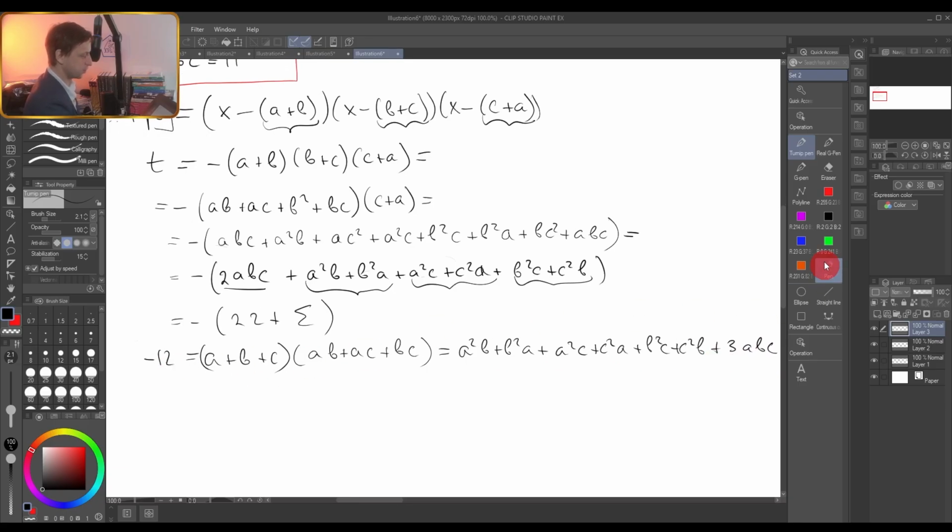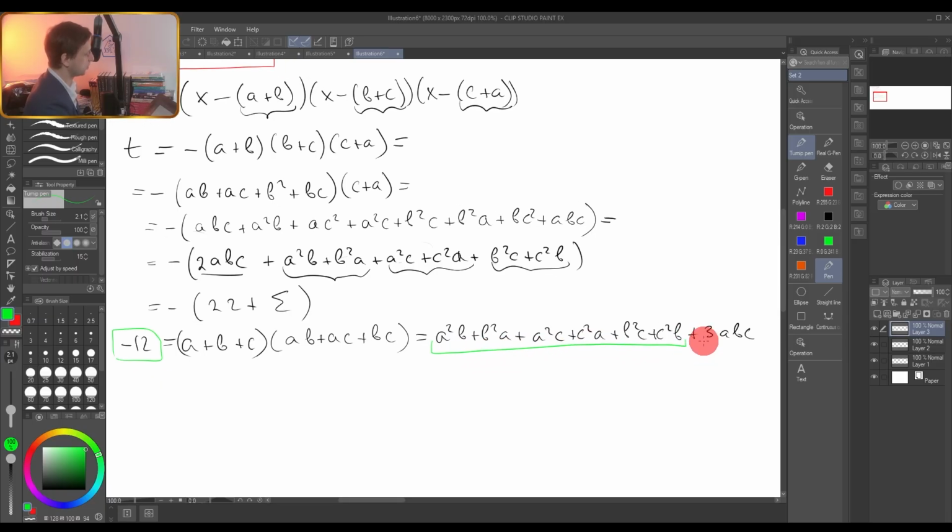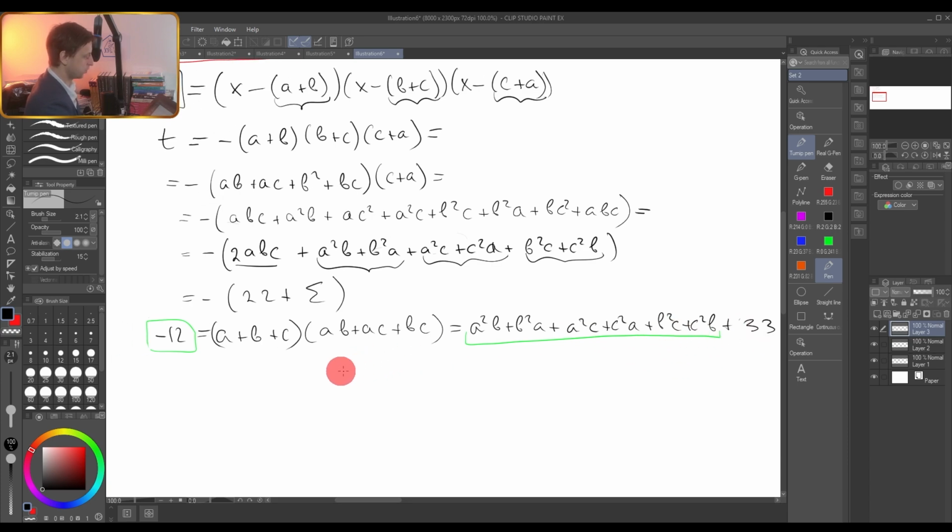Okay, so let's look here. On this side we have minus 12. On this side we have the needed sum, the sum that we are looking for. Here we have 3abc, and 3abc is simply 33. So instead of this one, we can write here 33, and this needed sum is minus 12 minus 33. So this sum that we are looking for equals minus 45. So this sum is minus 45, and here we have minus 22 minus 45.